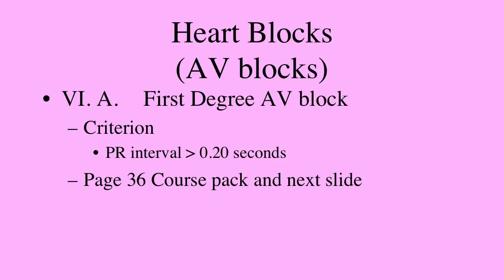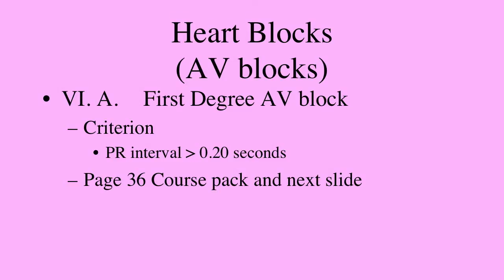The first AV block is called first degree AV block, and there's a single criterion, just one thing, and this is a PR interval that's greater than 0.20 seconds or greater than 5 small boxes.